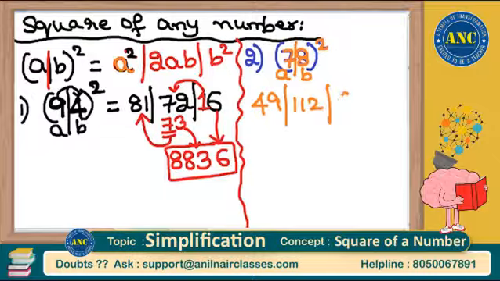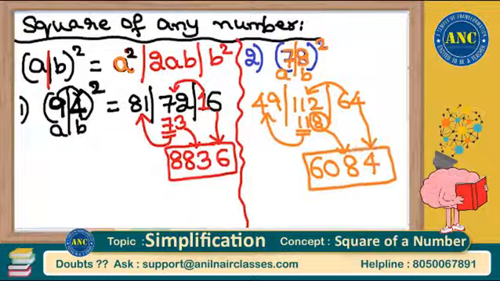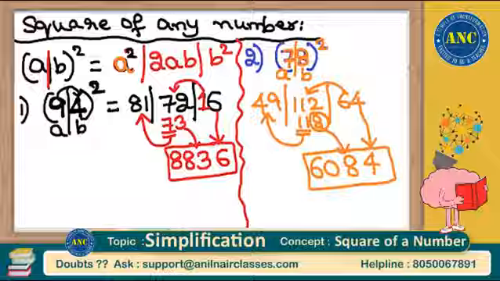B value is 8. 8 square is 64. Take down the unit digit 4. 6 is carried. 112 plus 6 is 118. Take down the unit digit 8. 11 is remaining. Carry forward to the next bit. 49 plus 11 is 60. Answer for 78 square is 6084.